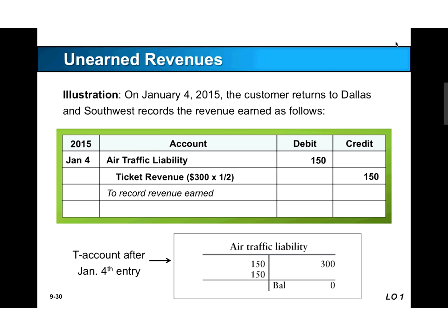And then from a T-account standpoint, when we record the liability initially, it's going to be the $300 credit when we first sell the ticket. And then when the December 28th flight is taken, the $150 is earned, so it comes out of the liability, and then January 4th, we take out the rest when it was used. So at the end, after January 4th, Southwest has zero liability, zero unearned revenue, because it's all recognized. But you cannot recognize revenue till you actually deliver the goods or services.